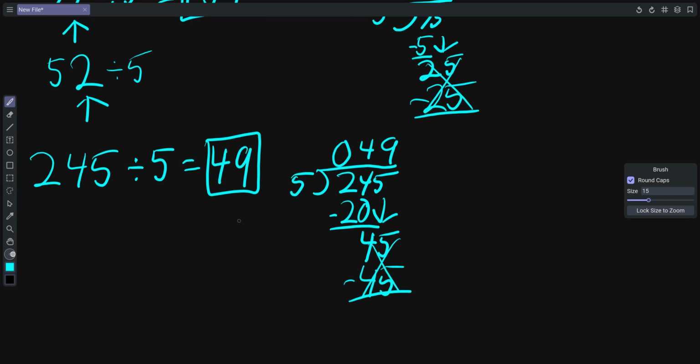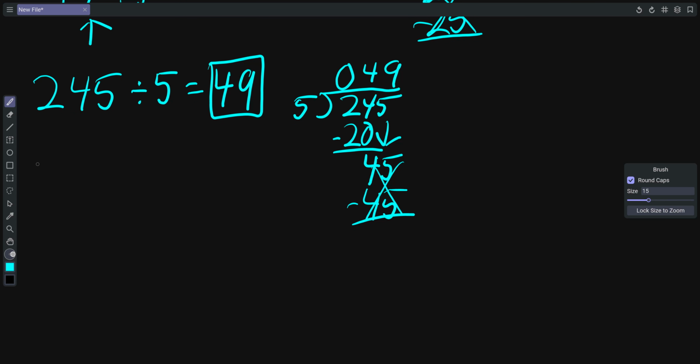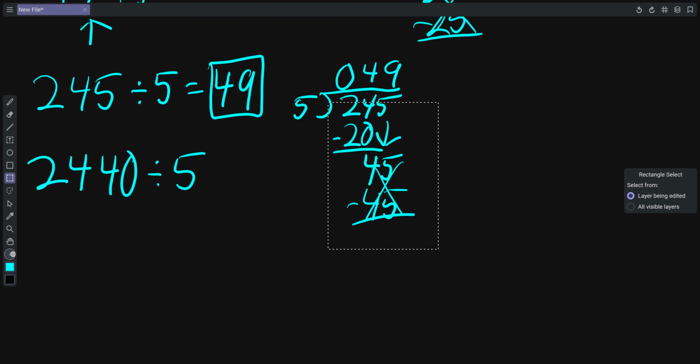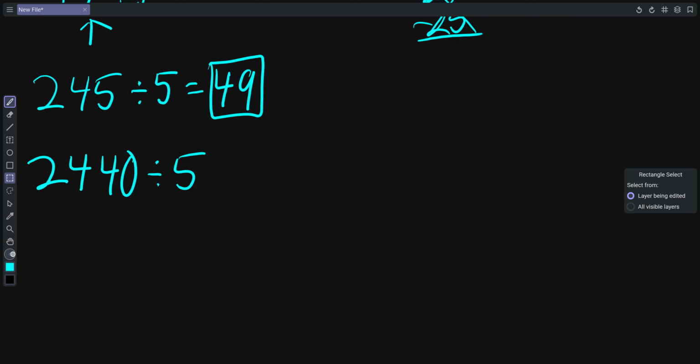And I will show you one more example just to prove this point. Let's say we had a much larger number. Let's say we had 2,440, and we wanted to see if 5 will evenly divide into this number. All we need to do is check the last digit to see if the last digit is either 0 or 5, and it is 0, so we know that this will work.